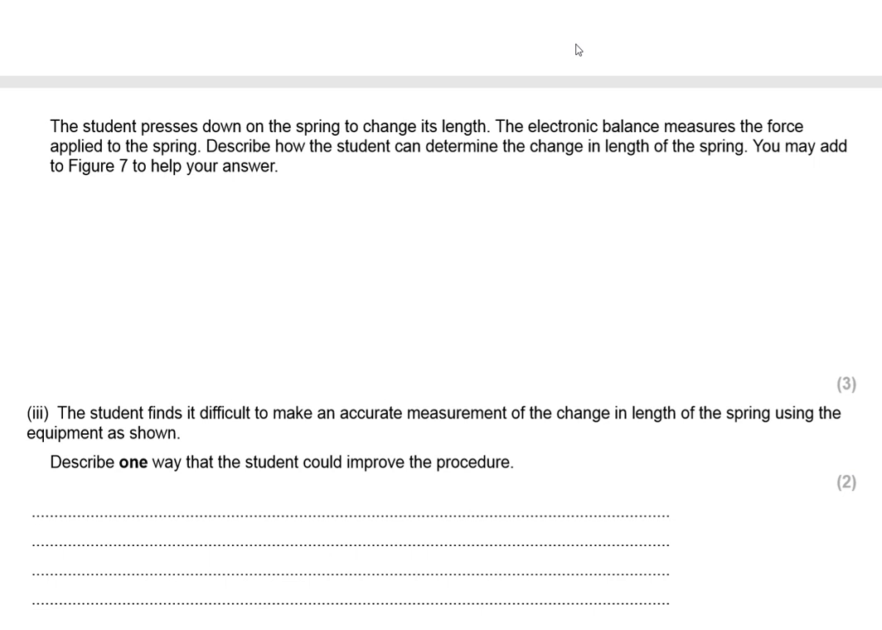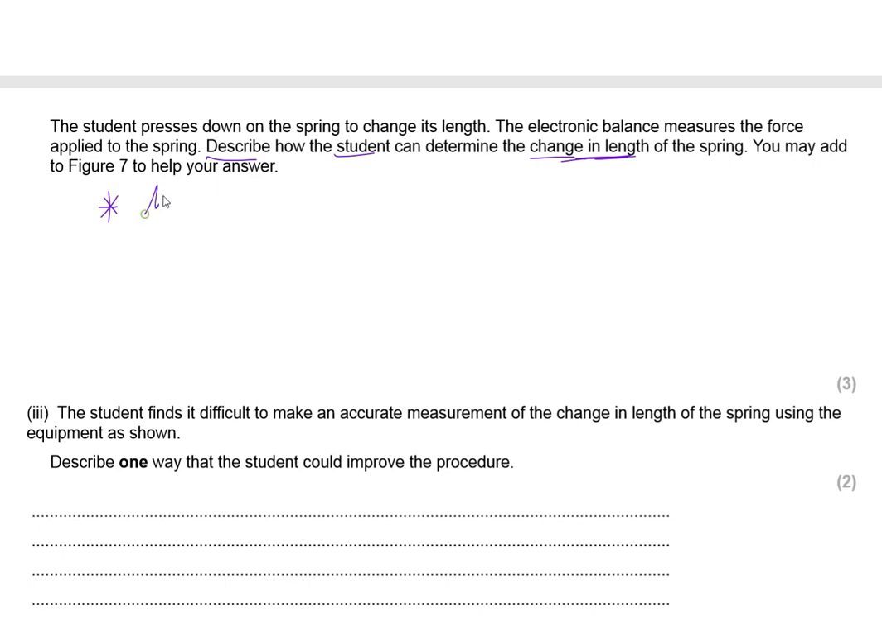Right, so let's go for this one. The question says: describe how the student can find the change in the length. So how can the student find the change in the extension? First of all, for our 3 marks, the first thing the student needs to do is measure what?